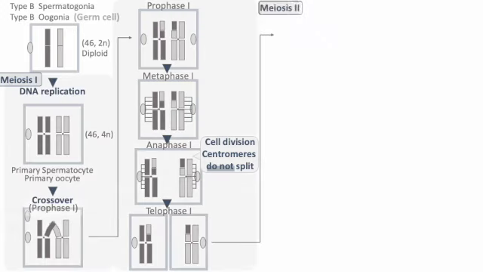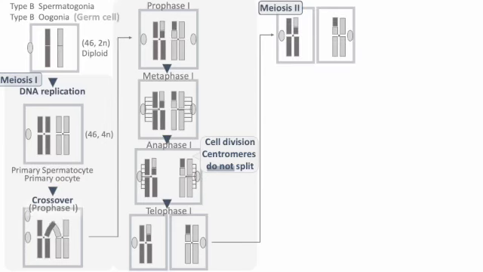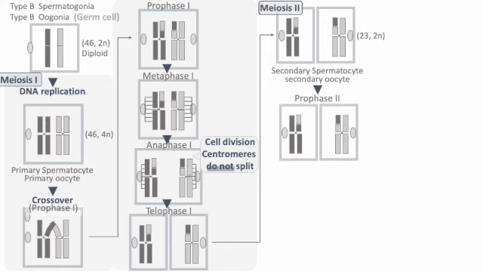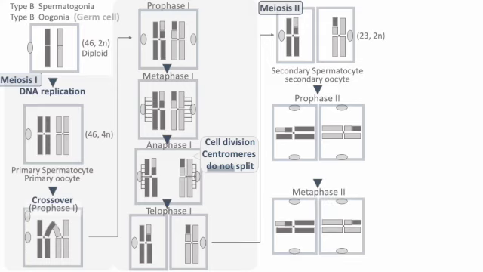Meiosis 2 is just like mitosis for haploid cells. Meiosis 2 starts without copying their DNA. During prophase 2, the chromosomes begin moving towards the equator of the cell. During metaphase 2, the centromeres of the paired chromatids line up individually along the metaphase plate.